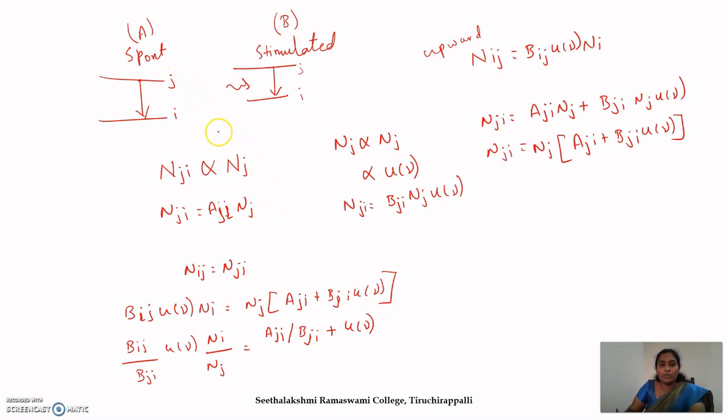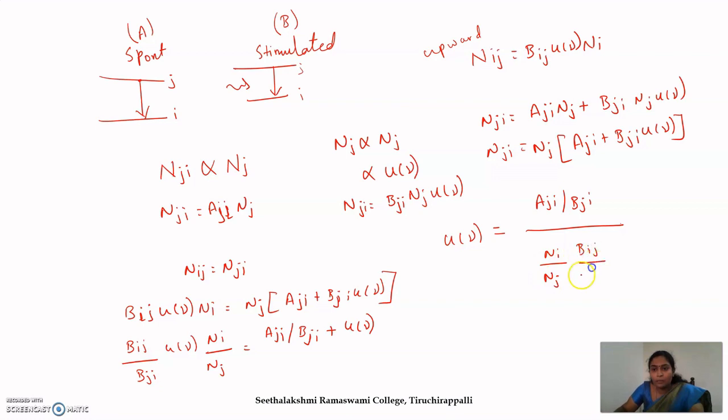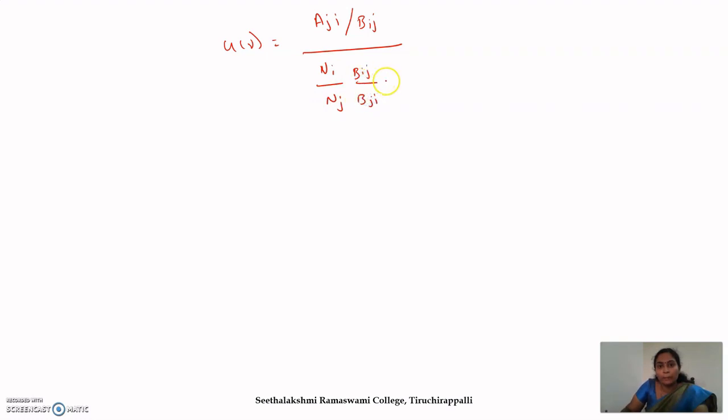Alright, so let's solve this equation for U nu. To make this simpler, I'm just doing it here. U nu equal to what? Aji by Bji, divided by (Ni by Nj, Bij by Bji, then minus 1). This is what the equation is. So again I'll write this equation again: Aji by Bij, divided by (Ni by Nj, Bij by Bji, minus 1).